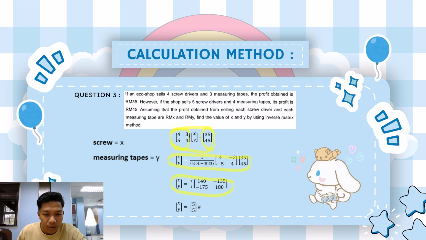So the final answer will be x equals 5 and y equals 5. So the profit from each screwdriver is RM5. For x, the profit from each screwdriver is RM5, and for y, the profit from each measuring tape is RM5.